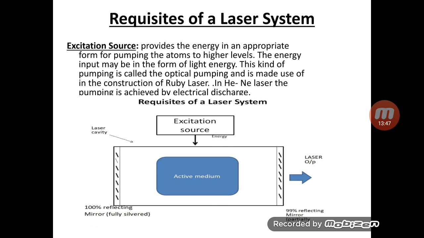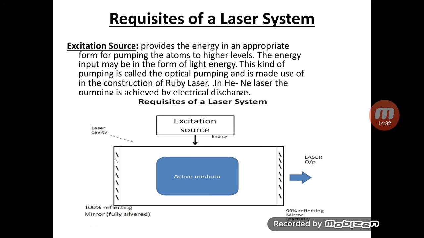Excitation source. As I told you, pumping of atoms is the raising of atoms to the higher energy level. To get the laser output, I should have stimulated emissions. Stimulated emissions means I should have the atoms in the excited state. To have the atoms in the excited state, I should pump the atoms to the higher energy level. This pumping is achieved with the help of some external energy. That external energy we call an excitation source. The excitation source provides the necessary energy for pumping the atoms from the lower level to the higher energy level. That is called pumping.